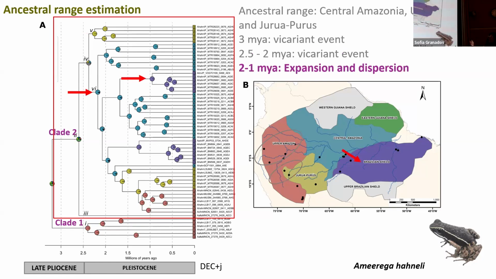So this ancestor later experienced some expansion within the same bioregion and then into the Brazilian Shield. And the other thing that happened with this ancestor is that it dispersed back to the west, first into the Juruapurus bioregion and then into the upper Amazon.